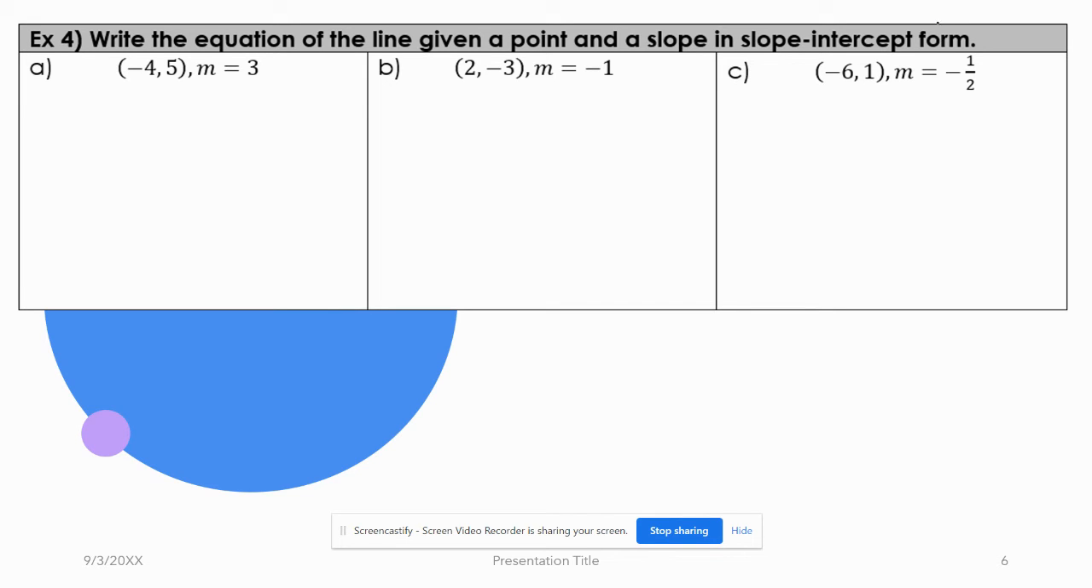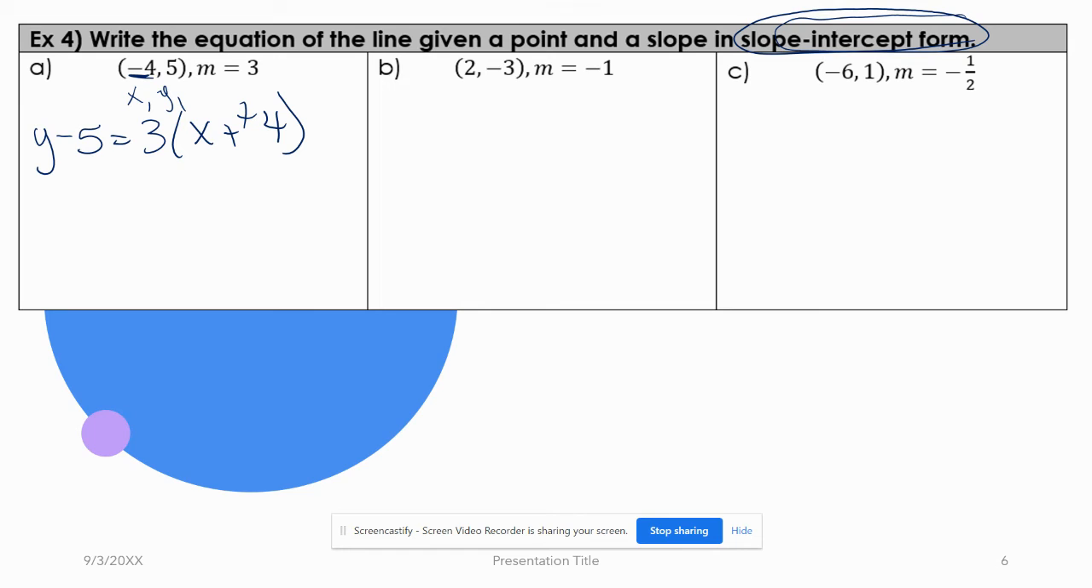Slope-intercept form. So slope-intercept form, remember, is y equals mx plus b. We only have b if the x value is a 0. So in this case, it is not. In this case, we have x1, y1, and we have a slope. We're starting then with point slope form. Y minus 5 is equal to 3 times x minus negative 4. I'm going to go ahead and add the opposite.